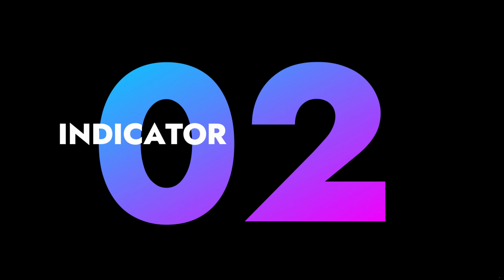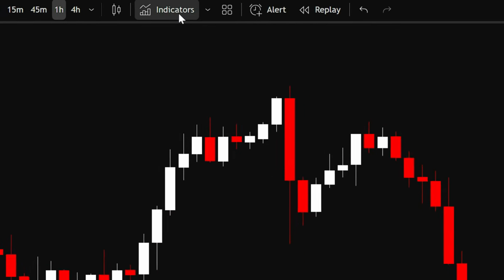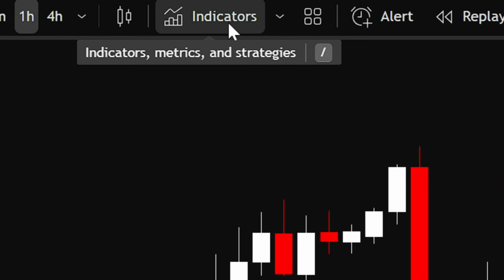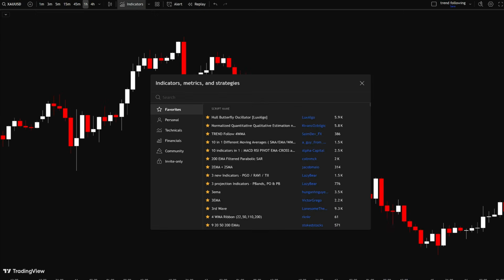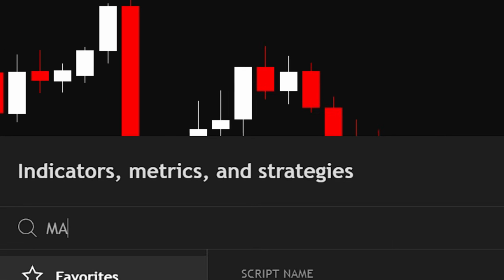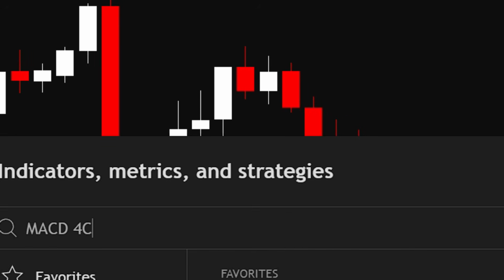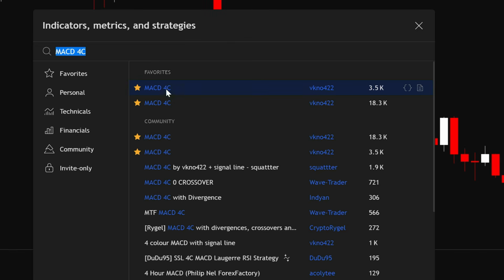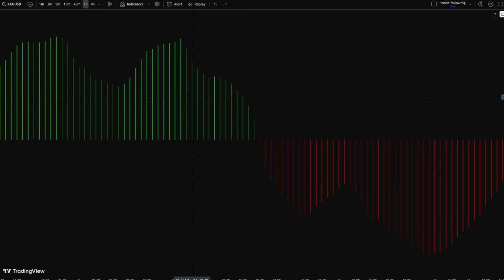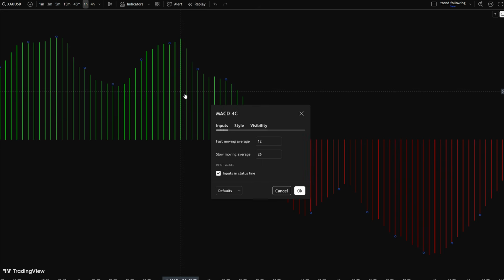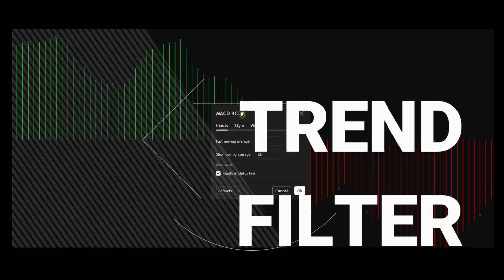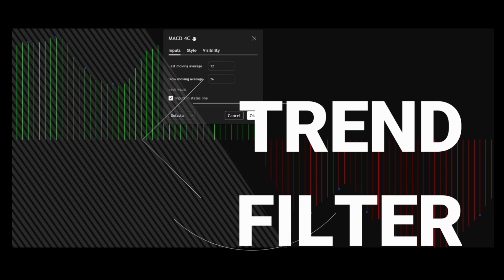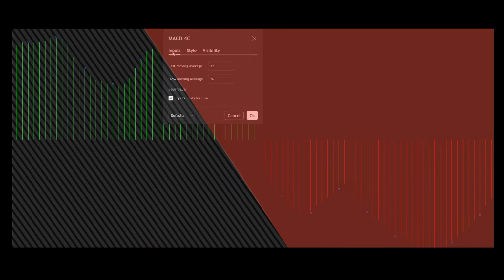So for our second indicator, I'm gonna use the MACD4C. To add it, head back to the indicator section again. This time, type in MACD4C and click on this one to add it to your chart. I'm gonna adjust the MACD4C indicator in a way that it can be used in this trading strategy as a powerful trend confirmation filter. That way, we're always trading in the same direction as the underlying market momentum.